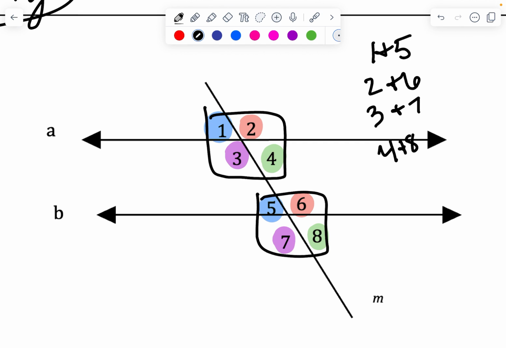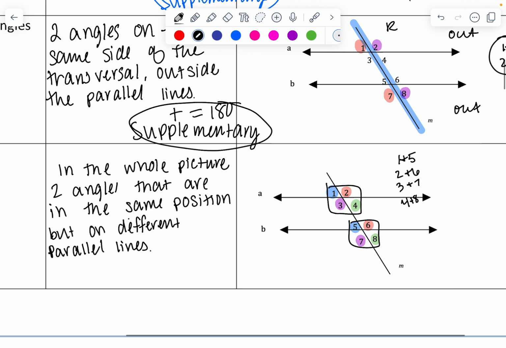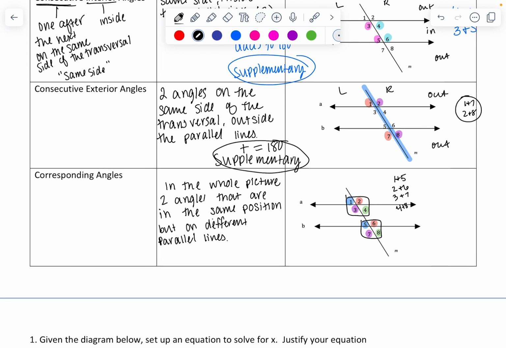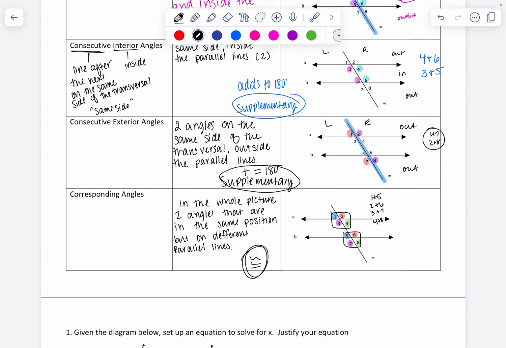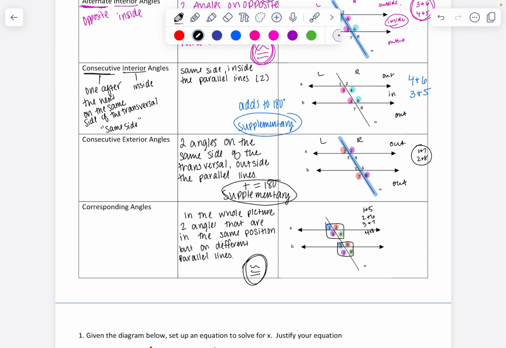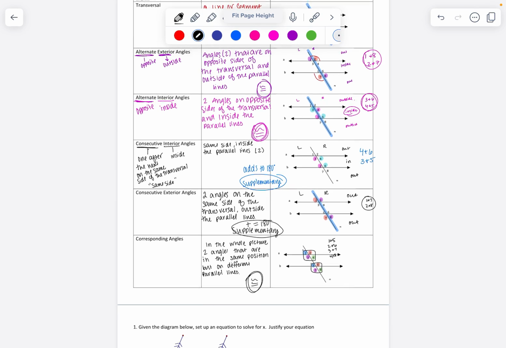So again, sometimes it's helpful to box up those angles when you're looking for corresponding, and then that way you can see the placement of those. The relationship with corresponding angles is that they are congruent. So the only ones that are supplementary, without being linear pairs or angles that are next to each other, would be your consecutive interiors and exteriors. Everything else is just congruent.